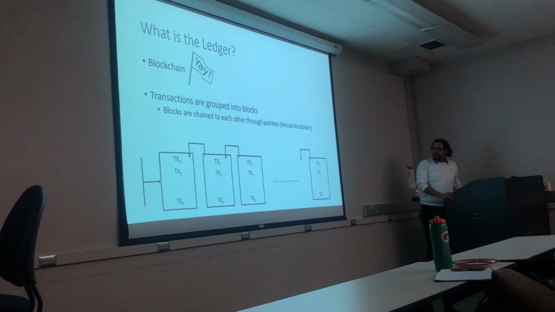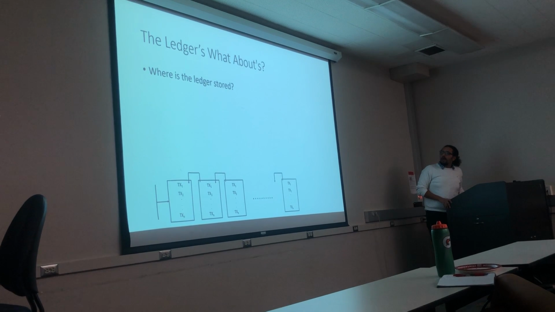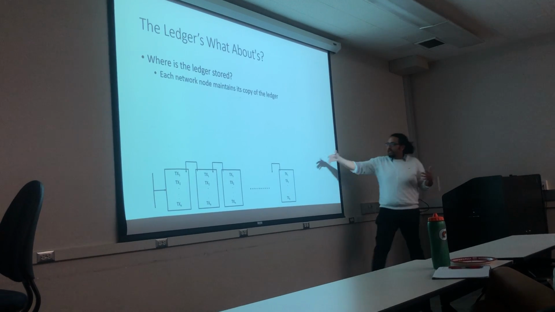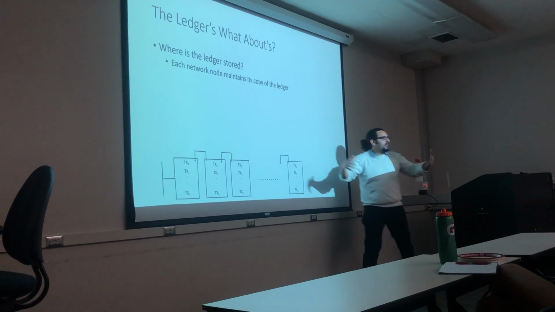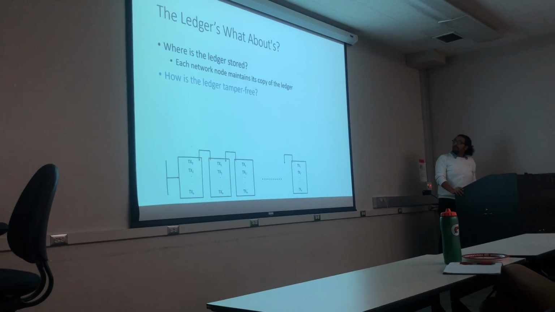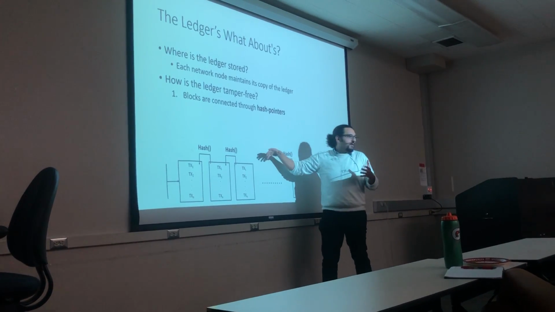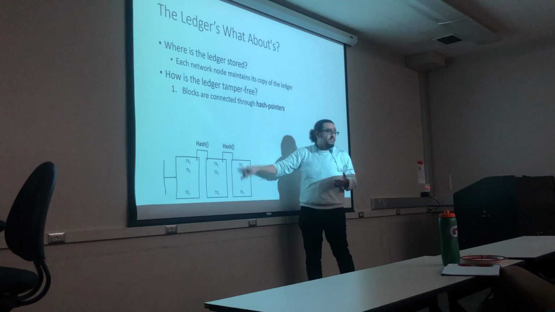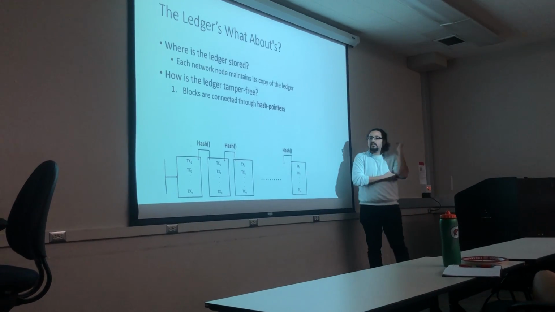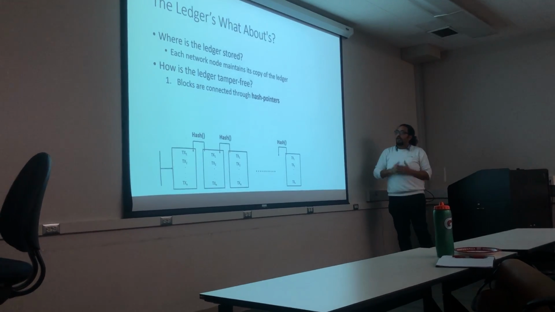So that's what blockchain is, but what are the details? Where is the ledger stored? Basically, each network node maintains a copy of the ledger, okay? So this chain of blocks is replicated in every network node. Then, how is the ledger tamper-free? How would we ensure that none of the network nodes can go and change this transaction? I want to make sure that no one can change the transactions and convince everybody else that this is the right version of the blockchain.